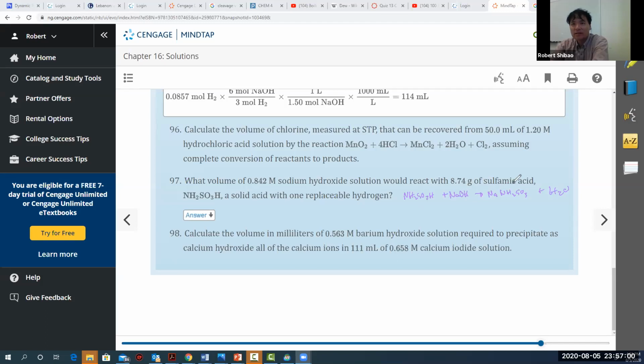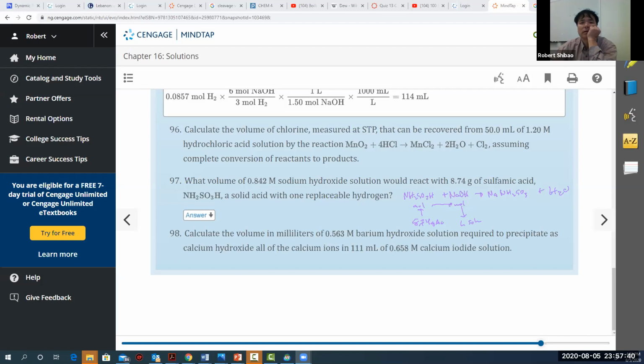8.74 grams. This is a solid acid, so this is 8.74 grams of pure acid. And then we need the molar mass. And so we just do a gram to mole conversion using the molar mass. I can look up the molar mass on Wikipedia. And then we're after sodium hydroxide, so we'll go to moles of sodium hydroxide. It's a 1-to-1 mole ratio. And from the moles of sodium hydroxide, we can go to liters of solution by using the molarity.